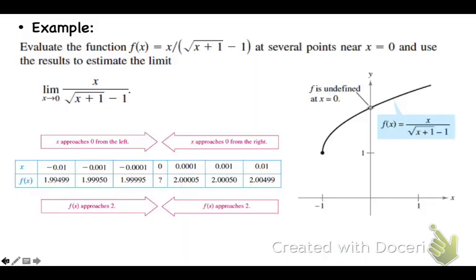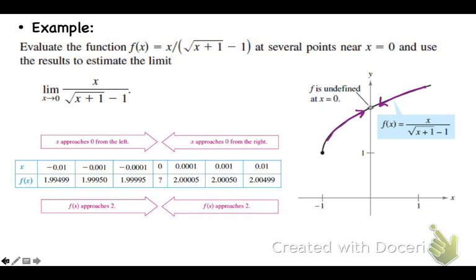Okay, so we have a square root function, yes? I want the limit of x divided by the square root of x plus 1 minus 1 as x approaches what? 0. Here's my graph. When I go from the left and from the right, I'm going here to here. What is the y approaching as x's are both approaching 0, from the left and from the right? 2. Y's are up and down. X's are approaching 0. What is the y approaching?